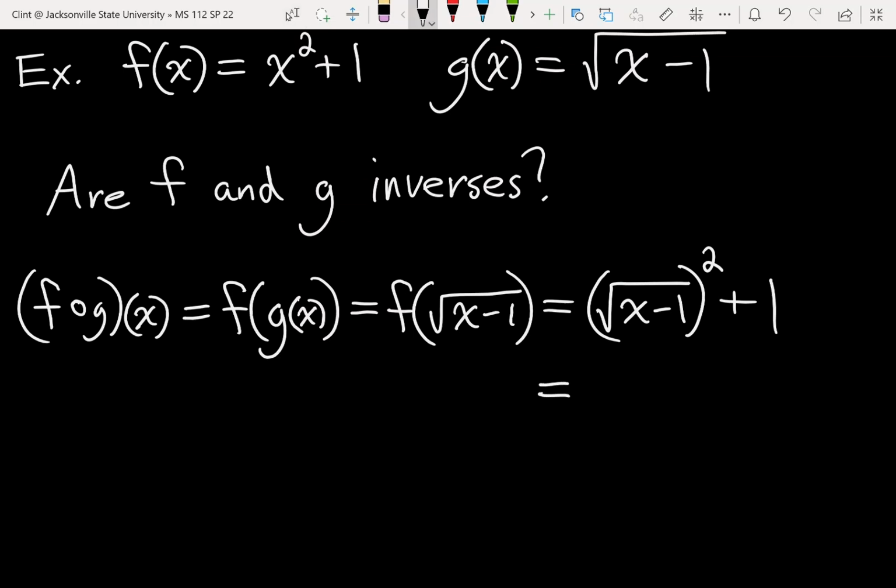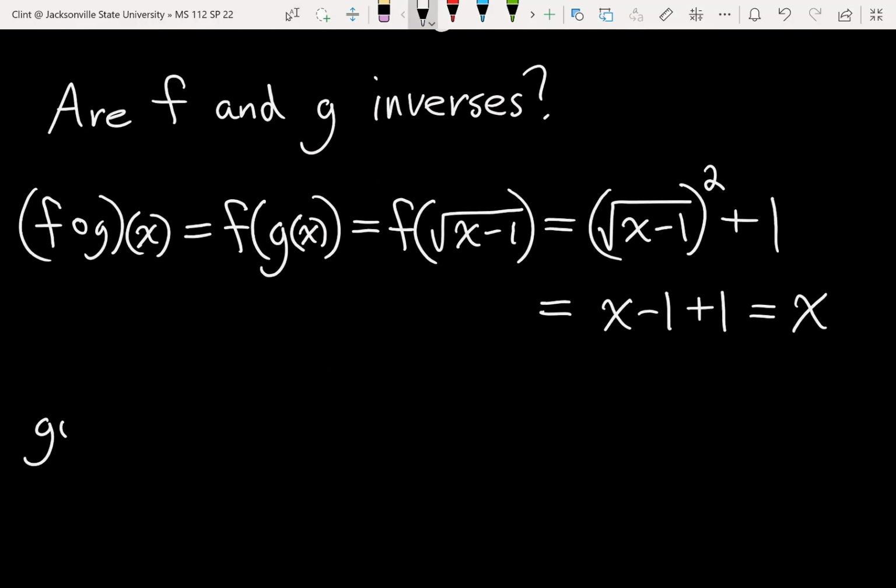If we square a square root, what happens? It cancels out, goes away. So that leaves us with x minus 1 plus 1. The 1's cancel out, and that leaves us with x. So it's looking good so far. We did g inside of f, we got x. But that's not enough. We've got to check the other order as well.